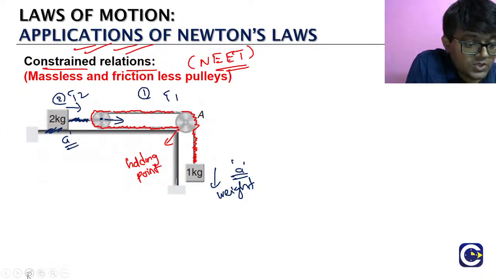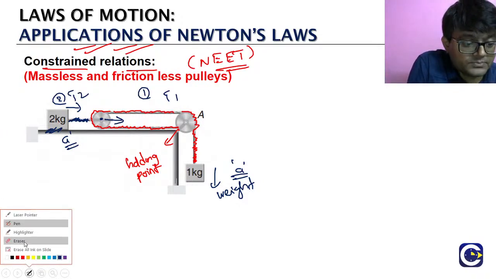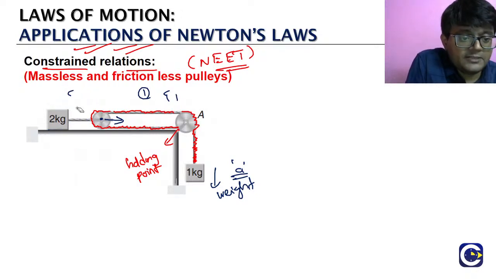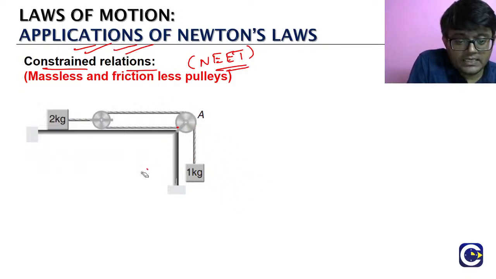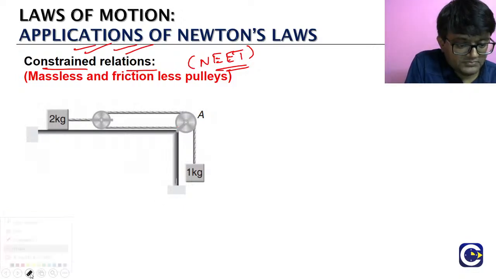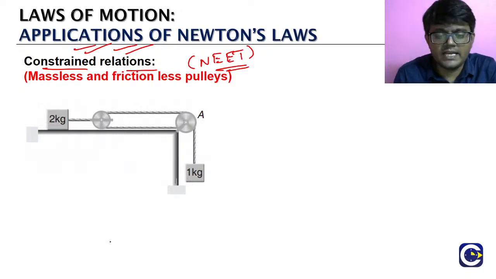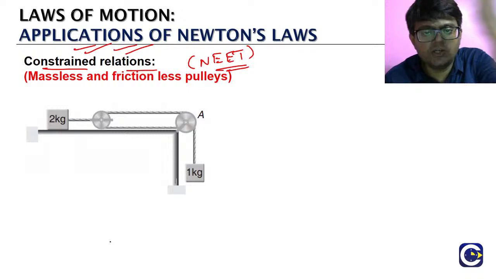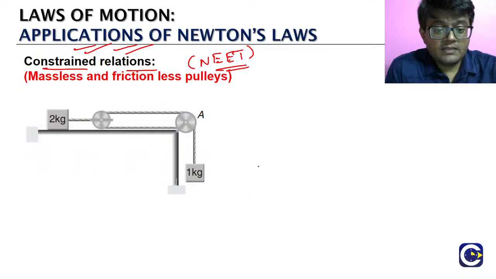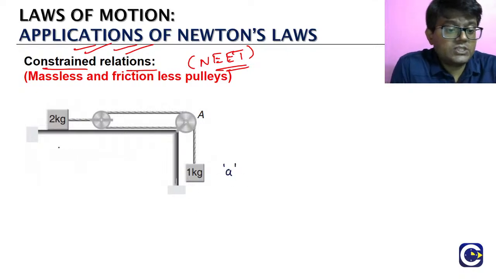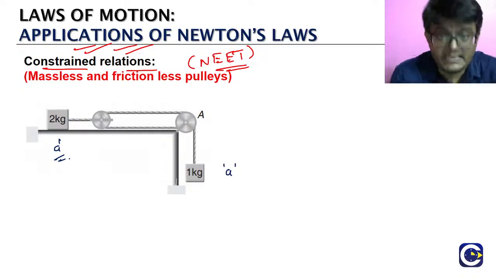OK, so what is the approach? If you observe carefully, we will see that these blocks and these pulleys are constrained, or they are restricted in some way. It is not like the t1 value can be something and the t2 value can be something else. It is not like that; there is a relation between them. Similarly here, between the acceleration of the 1 kg and the acceleration of the 2 kg, there is a relation. We are going to look at what it is.